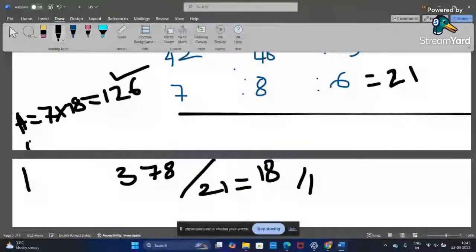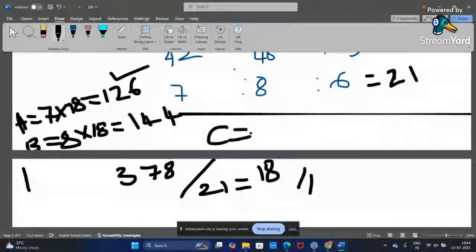We'll check for B. What is the ratio? 8 into, and what is the value we got here? 18. Multiply this and we'll get 144. Next, what is the ratio? 6 into, next we have to take this number. So 6 into 18, it is 108. This is how we need to calculate.